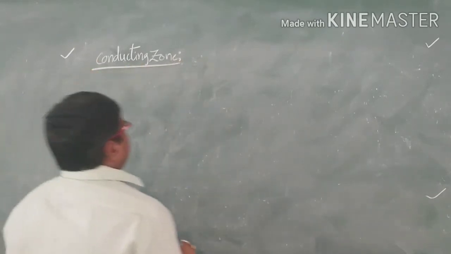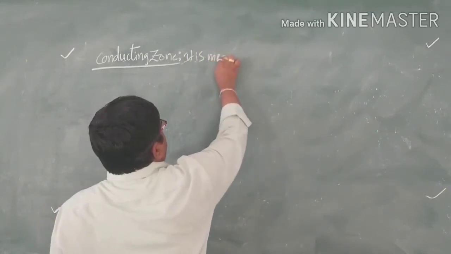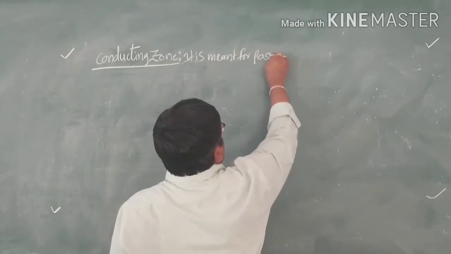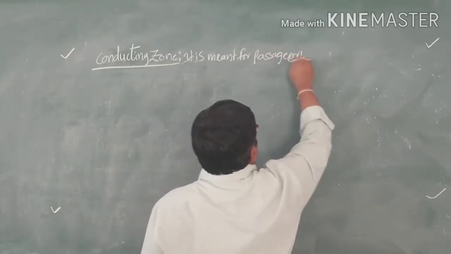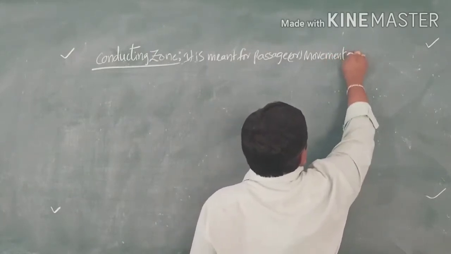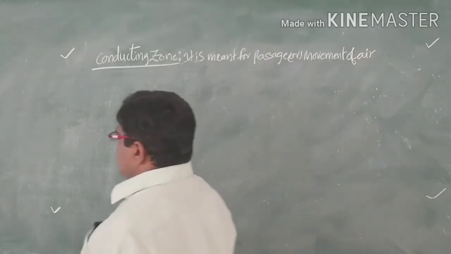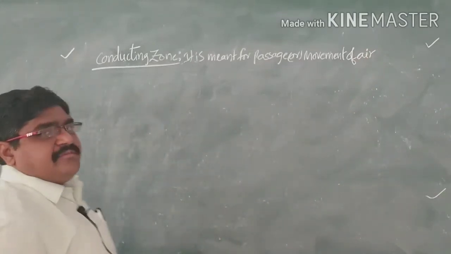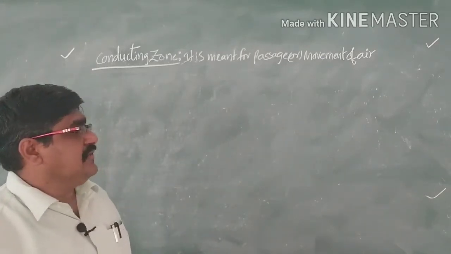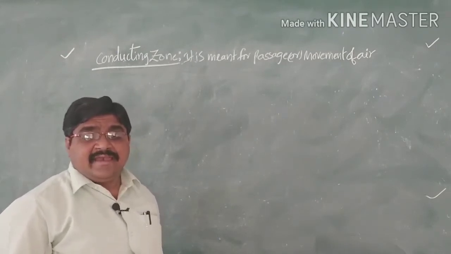So here conducting is meant for passage or movement of air. It is a zone helpful for the passaging of air, that is, the movement of air will take place. So this zone we can call a conducting zone.